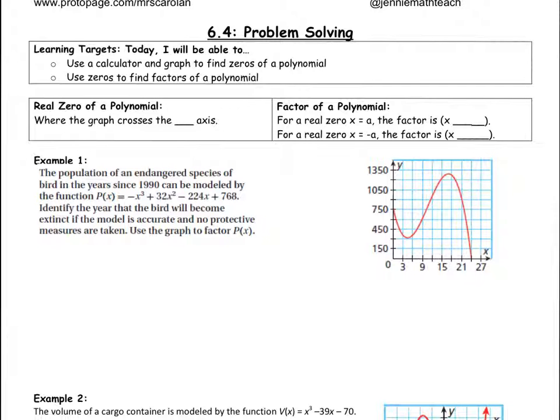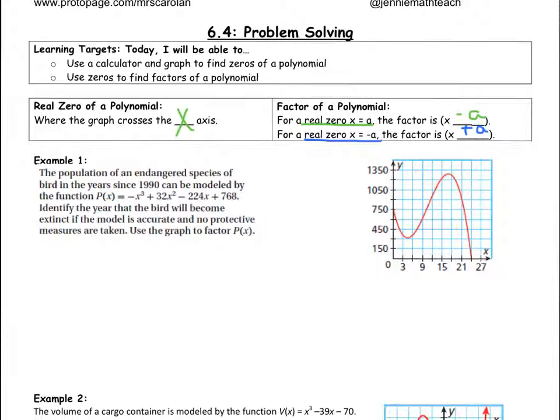If you recall, real zeros of a polynomial are where the graph crosses the x-axis. Factors of polynomials come from the real zeros. If x equals a positive number, then the factor is in parentheses x minus that number. And if the real zero is a negative number, then the factor is in parentheses x plus a. So you just flip the sign.